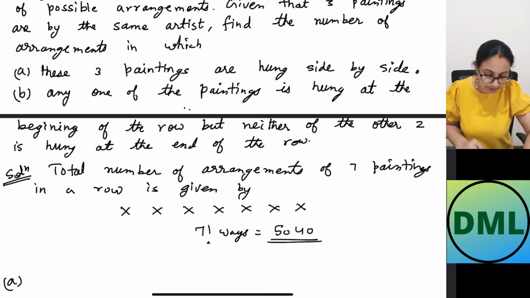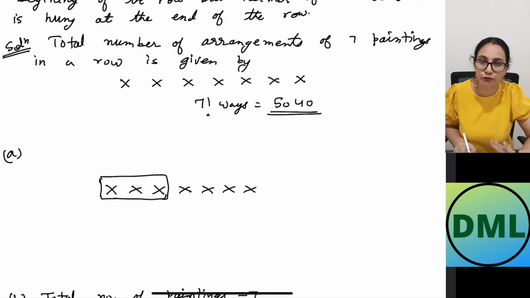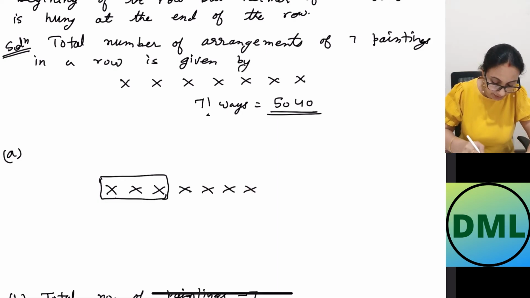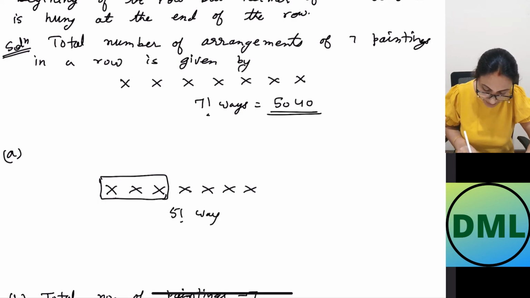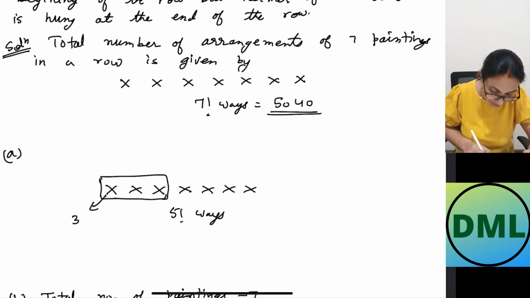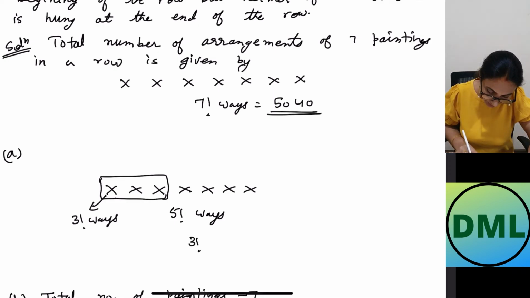Now he says that the 3 paintings are hung side by side. As you can see, I have put them together. So I will keep them in a box and the rest 4 crosses will represent the 4 other paintings. So now we have to arrange 5 paintings in a row. That can be done in factorial 5 ways. But I need to arrange the 3 paintings also. So these 3 paintings can be arranged in factorial 3 ways. So the total number of arrangements is given by factorial 3 multiplied by factorial 5, which is equal to 720.